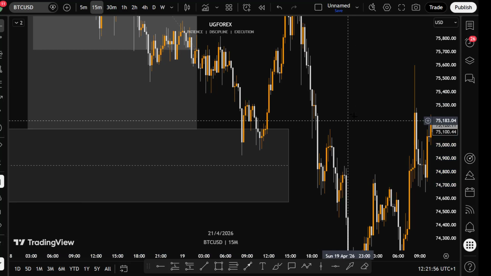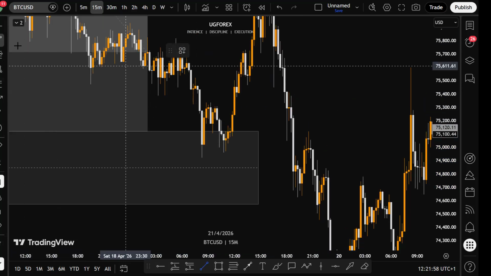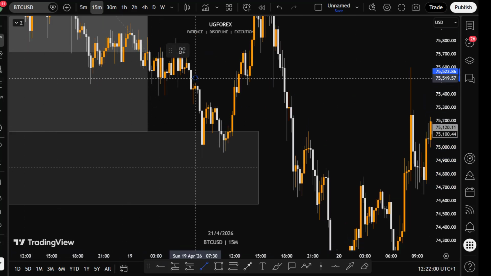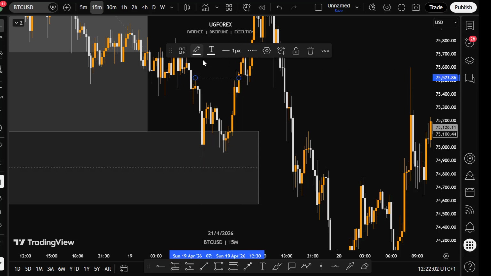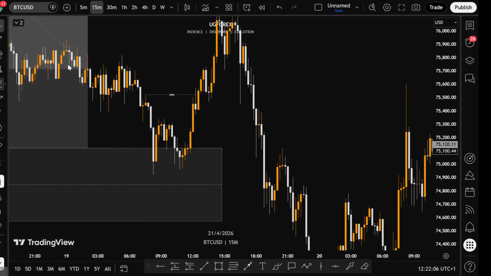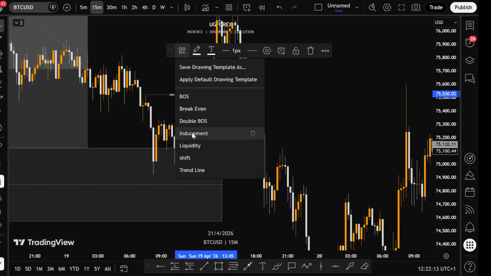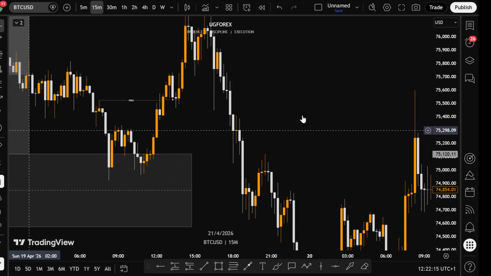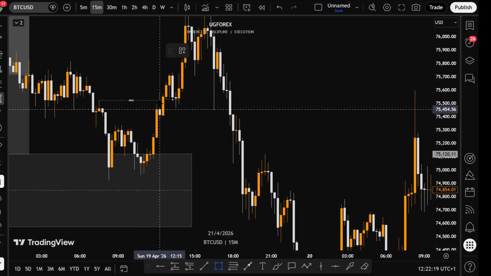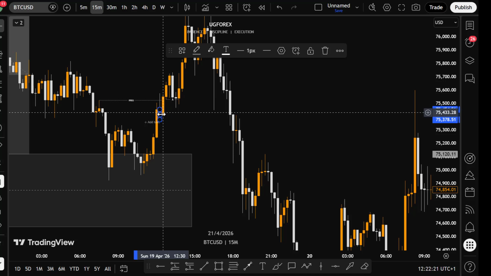Now, how does this trade play out? Let's see. This is now a shift in market structure right there. After the shift in market structure, what would be our inducement? The first pullback after a market structure shift or after a break of structure. So that would be the inducement up there. After the inducement, what would now be the POI you want to trade off? This would be the POI right there.